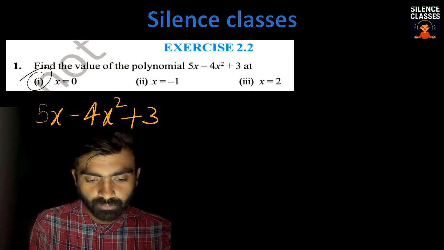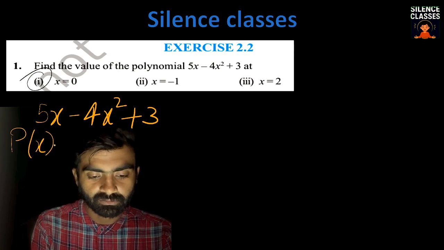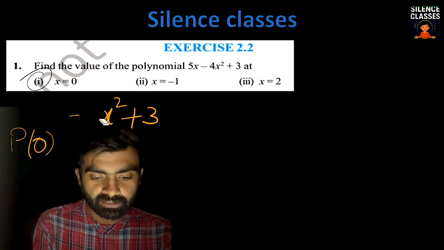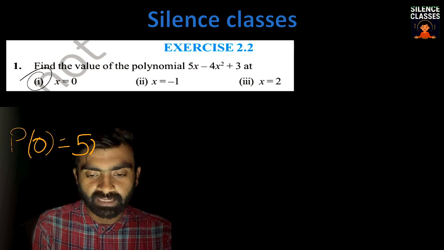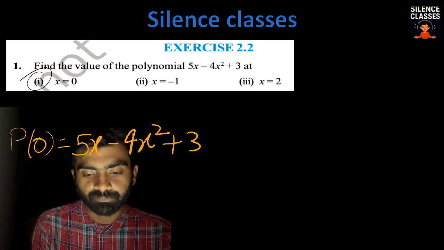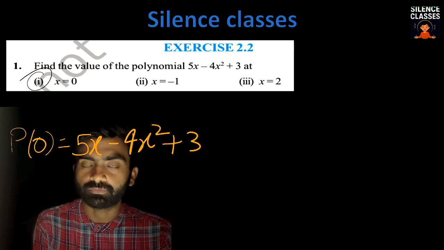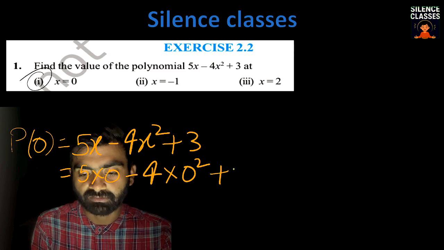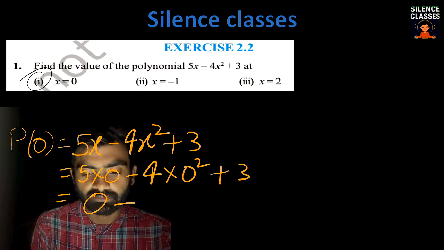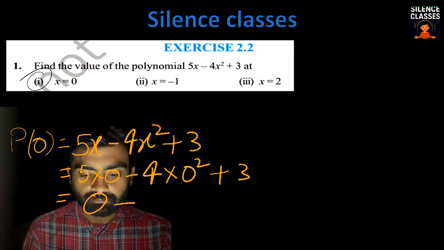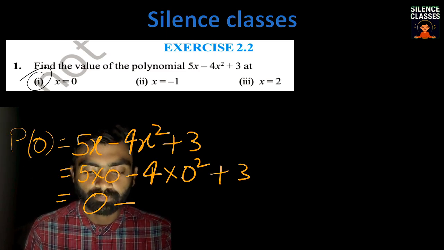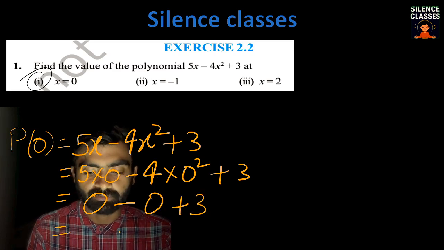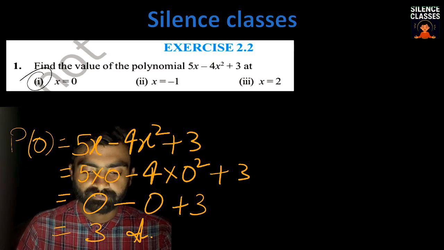So over here we can write p of 0 like this, is equals to 5x minus 4x square plus 3. You have to write it in this particular manner first of all, then you have to put the value: 5 multiplied by 0 minus 4 multiplied by 0 square plus 3. 5 zeros are 0 minus 0 to the power 2 is 0, and 4 zeros are 0, plus 3, so I will get 3 as the answer.